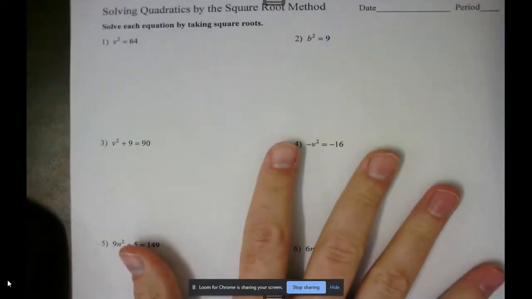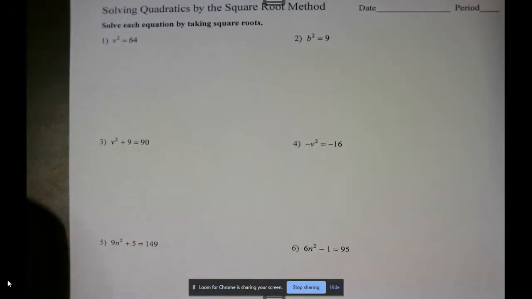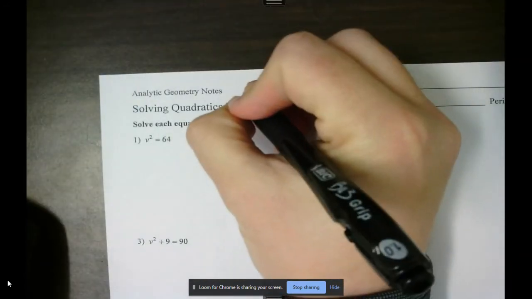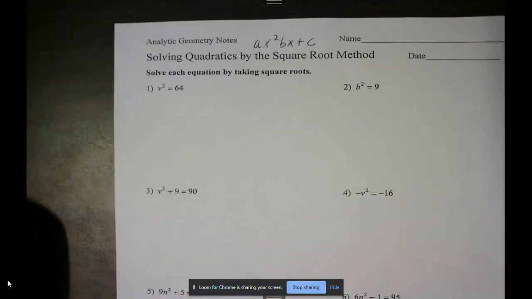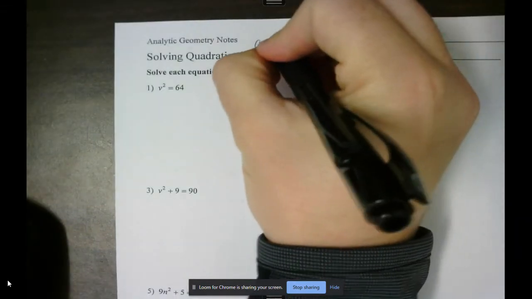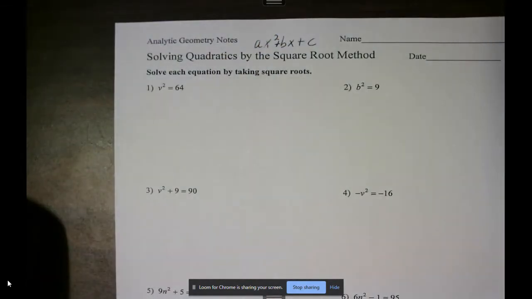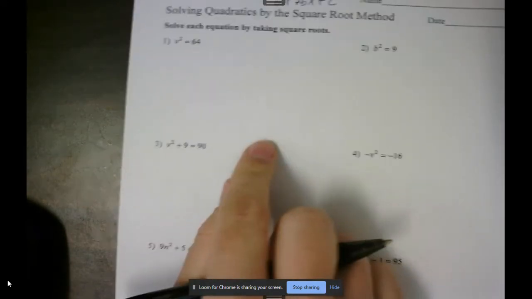So as you look at these problems on this page, remember yesterday we talked about that the standard form was ax squared plus bx plus c. Now, something ought to stand out. There should be a plus sign there. Something ought to stand out about any and all of these.